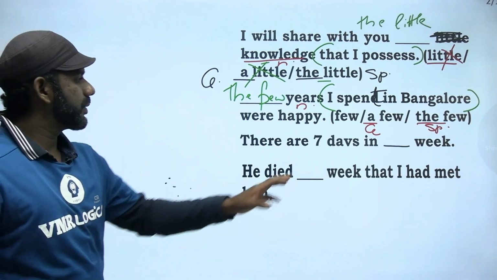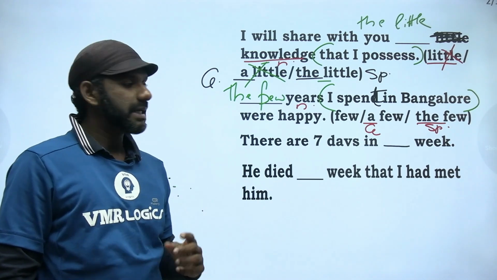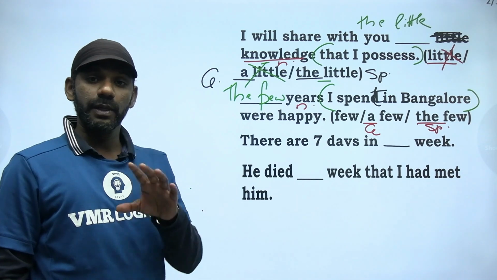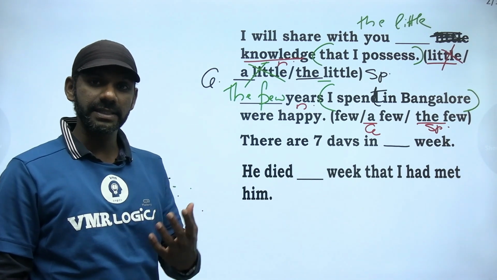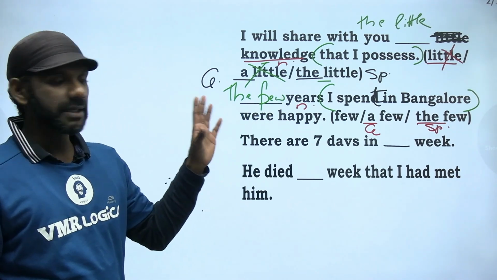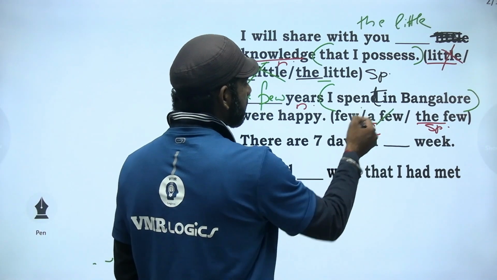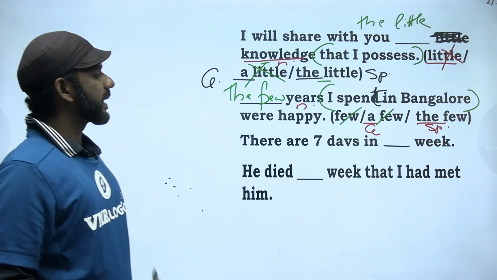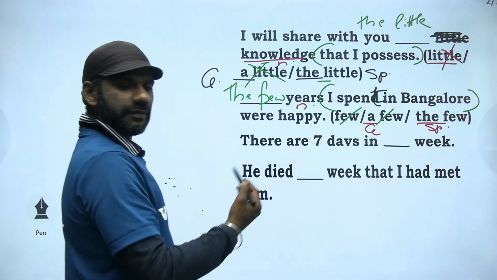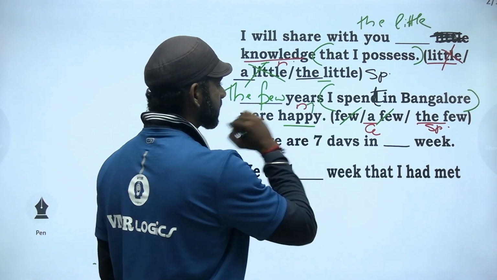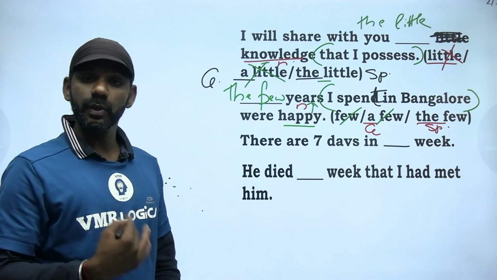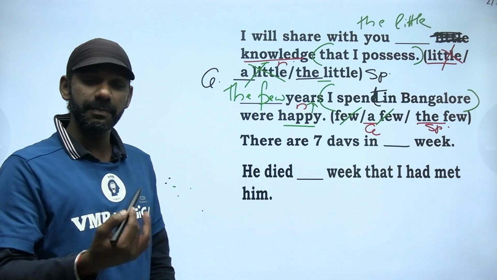We got the answer. Now, few years means no years. If I don't spend years in Bangalore, can I say those years were happy? No. Only if I spent years in Bangalore, I can say those years were happy. It does not make sense. As we have some information given regarding the noun years, a few is also eliminated. The answer must be the few. So, the few years I spent in Bangalore were happy. The meaning of this statement is happy years. The word years is a noun, happy becomes an adjective. Happy days, happy years and all.